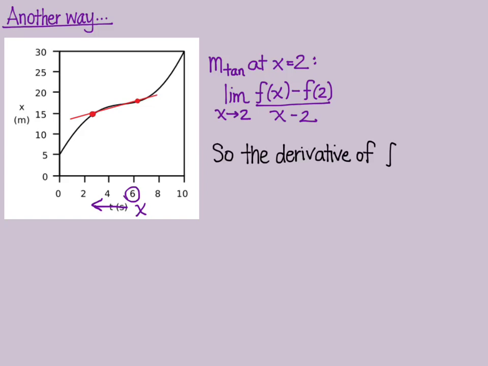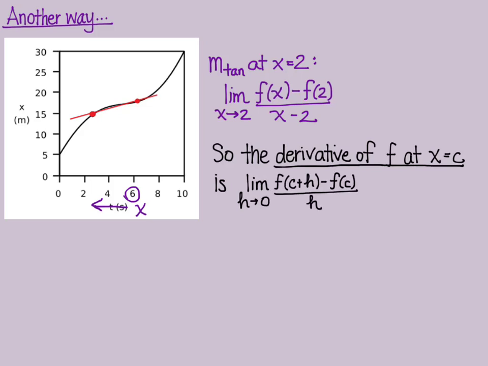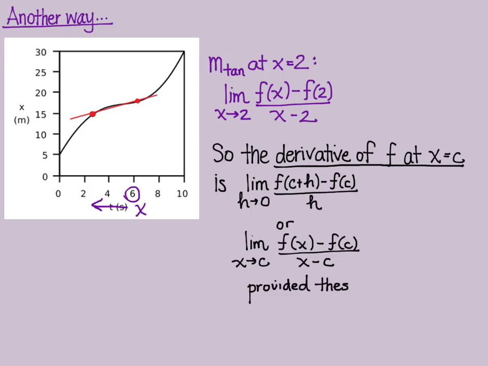The derivative of f at x equals c is the limit as h goes to 0 of f of c plus h minus f of c all over h, or the limit as x goes to c of f of x minus f of c over x minus c. And in both cases we have to say, provided these limits exist.